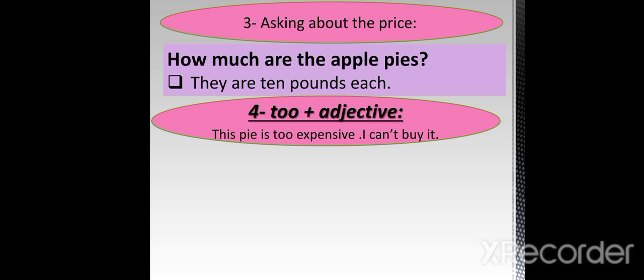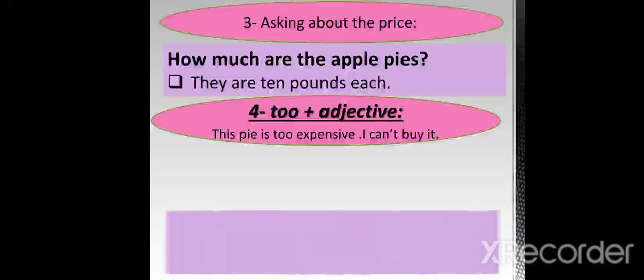Too plus adjective means very, very, or more than normal. This pie is too expensive. I can't buy it, because it is too expensive.